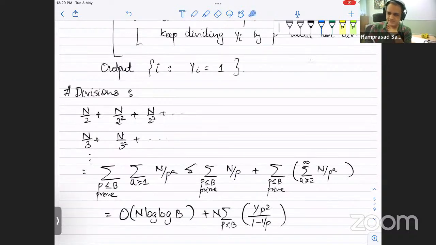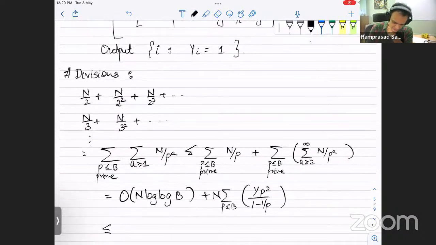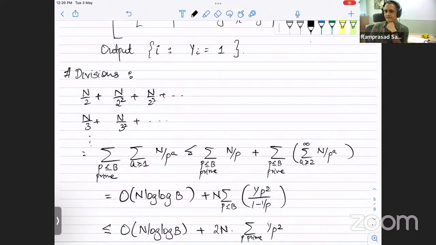Since all primes are at least 2, this can be written as at most order of n log b plus 2n into the summation of 1 over p squared, just because this number has to be at least a half, because all primes are at least 2. So you get 2n into 1 over p squared.